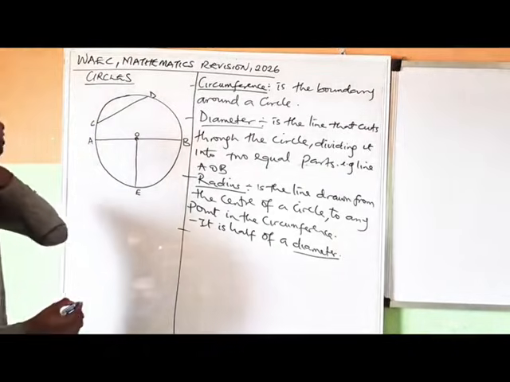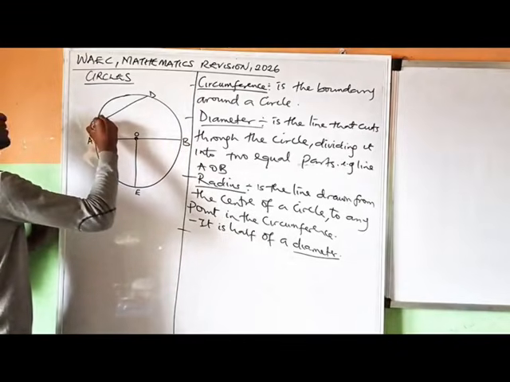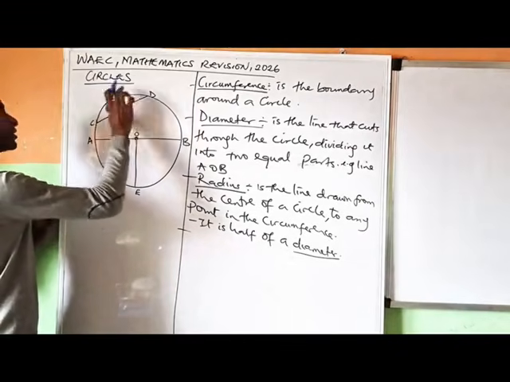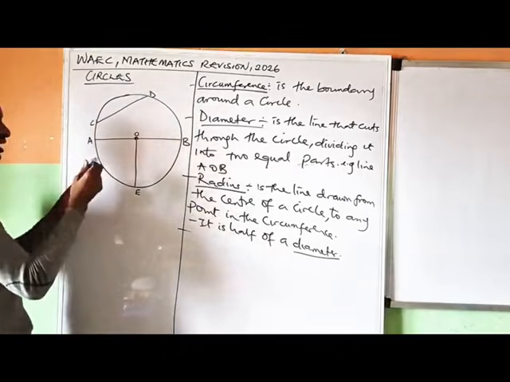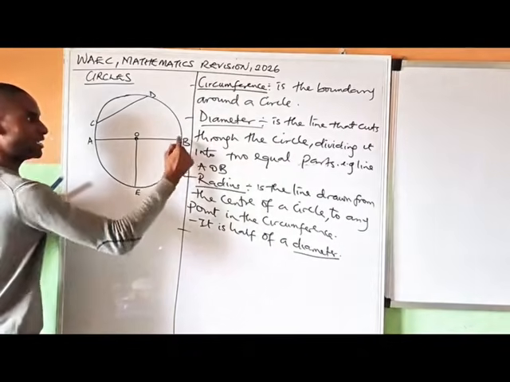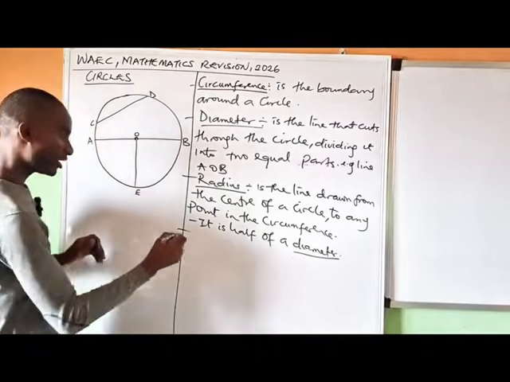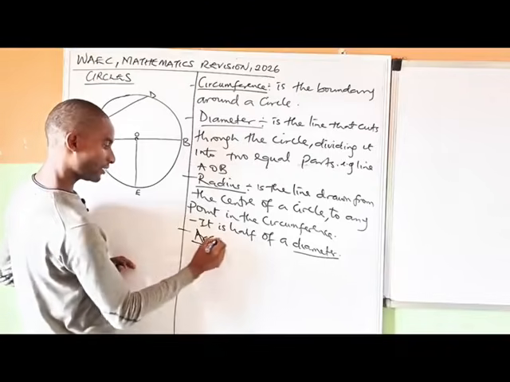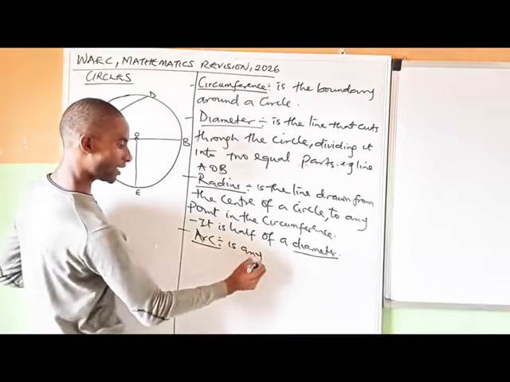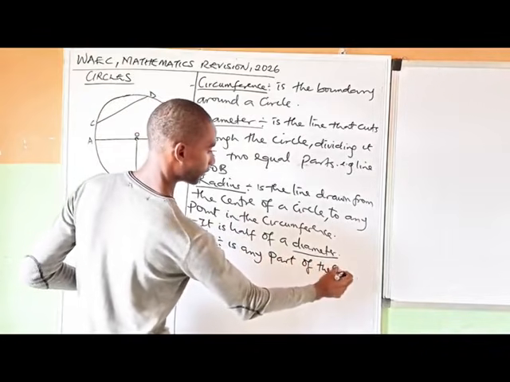The next thing we talk about is the arc. Now the arc is any part of this circumference. So if I take a part out of this circumference, that means EB, the line from E to B, BE, it's an arc. So an arc is any part of the circumference.